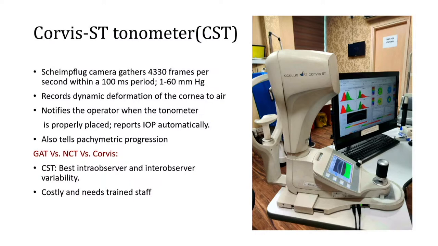The Corvis ST tonometer has a Scheimpflug camera, which gathers 4330 frames per second within a 100 millisecond period. And a reading of 1 to 60 millimeters of mercury can be recorded.